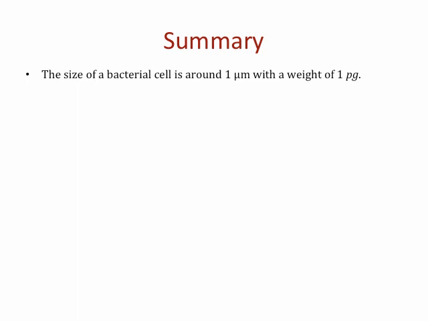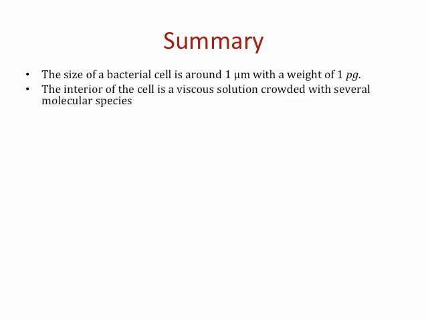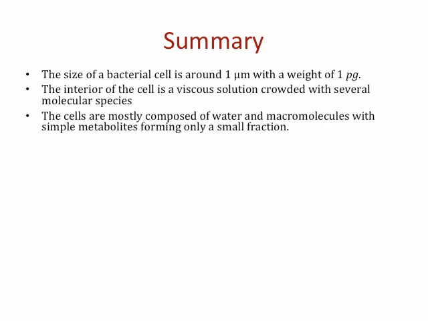First, a bacterial cell has dimensions of microns and a weight of a picogram. So that's 10 to the minus 12 grams. That is just a tiny little speck. The interior of a cell is very crowded, very viscous, and has a large number of molecular species in it. Cells are 70% water, 30% biomass, and most of that biomass is macromolecules. The metabolites are a small fraction thereof.